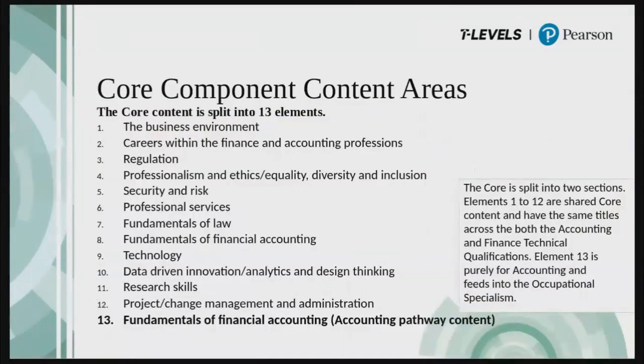In total, there are 13 elements within the content of the core component. Elements 1 to 12 have the same titles across accounting and finance, but are expanded differently to focus more on the TQ in question. This allows some element of co-teaching across the T-level in accounting and the T-level in finance. Element 13 focuses purely on accounting and acts as a stepping stone into their vocational occupational specialism. You can teach the content in any combination of order that works for you and your students. However, we recommend that the elements are delivered holistically to make the most of teaching opportunities.